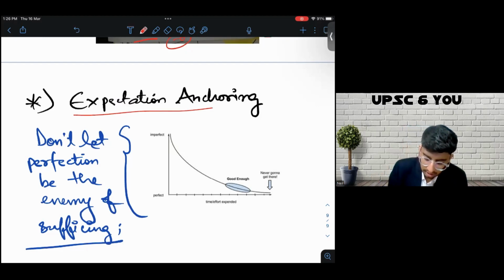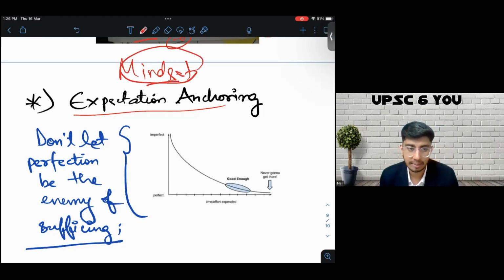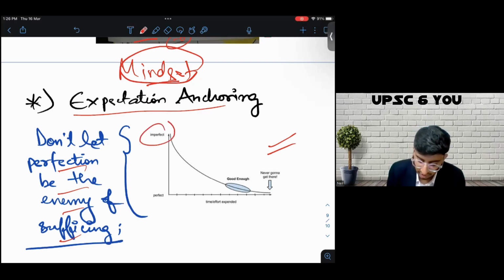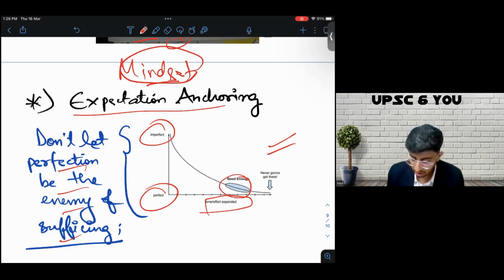Finally, coming to the mindset component, what is the kind of mindset you need to have at this point in time? Firstly, you need to anchor your expectations really well, in the sense that you should not let perfection be the enemy of sufficing. So this is a beautiful curve I came across, a beautiful graph. You start with imperfection, you want to become perfect, time and effort expended, but after a certain point in time, the return on investment is not huge. So here, this is the time you spend to become this much better.